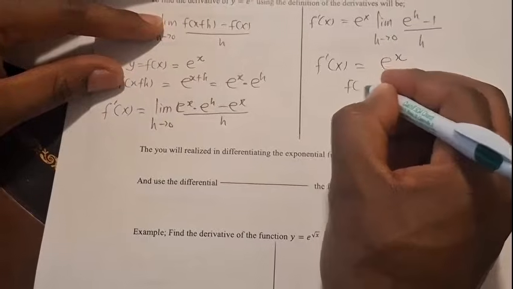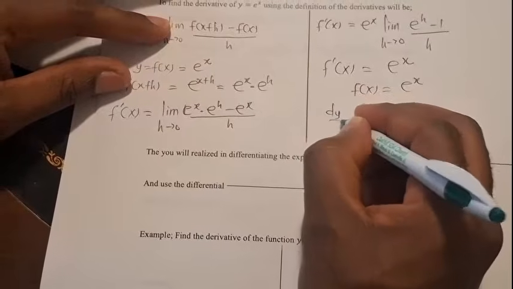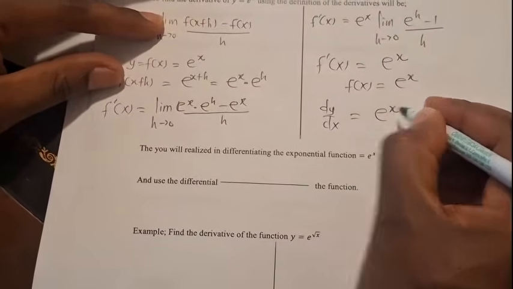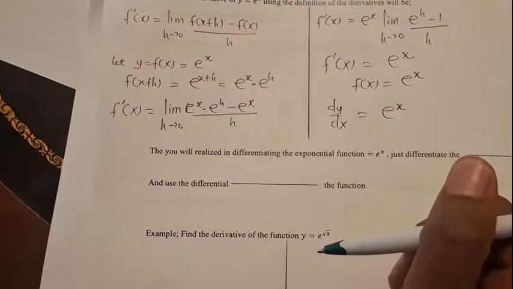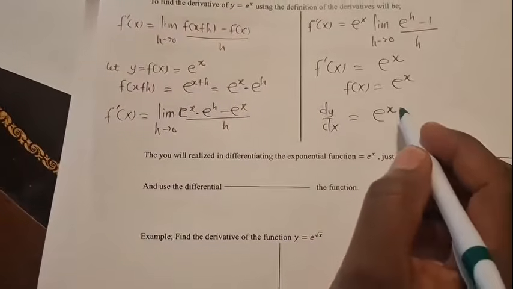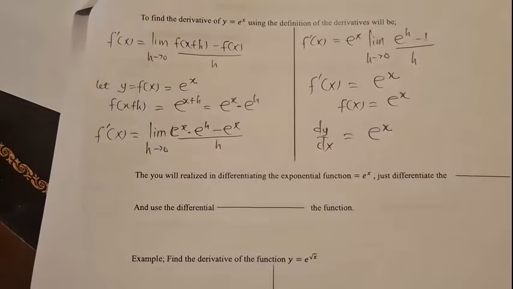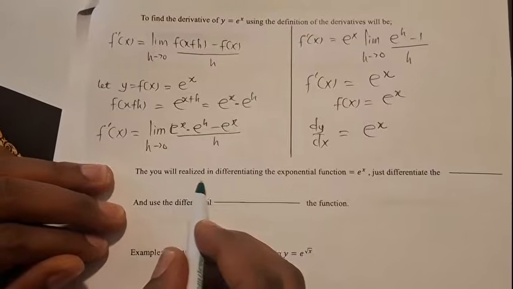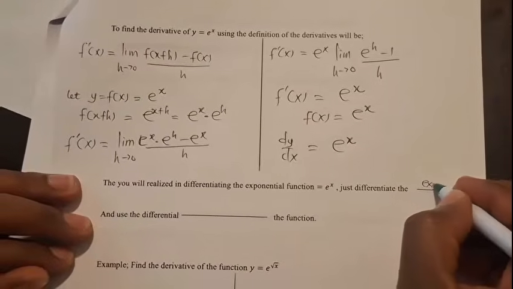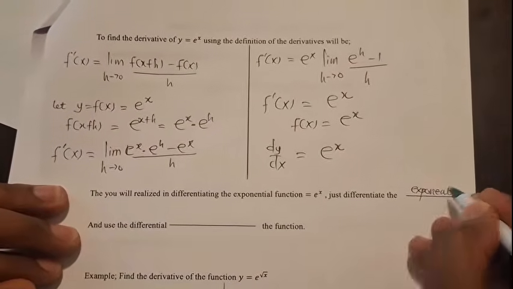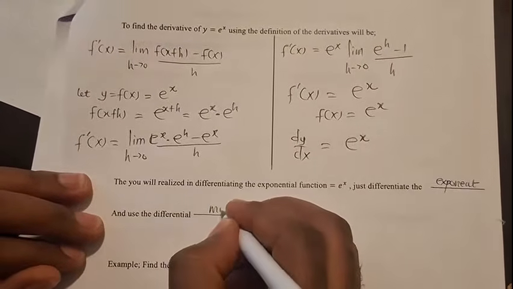So if we have a function f of x is equal to e exponent x, then the differential of the function, which is dy over dx, will just be equal to e exponent x. So you realize that when we differentiate x, we get 1. So it means that anytime you are differentiating an exponential function, just differentiate the exponent and use it to multiply the function. So you realize in differentiating an exponential function e exponent x, just differentiate the exponent and use the differential of the exponent to multiply the function.